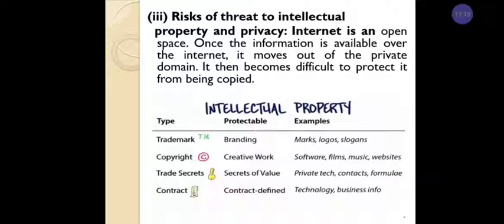And next we have the risk of threat to intellectual property or privacy. From the internet they may access copyright, trademark, or logo for their personal use. It is called intellectual property or privacy risk. Here you can see intellectual property; I have given examples. Like a trademark, they have protectable branding, for example marks, logos, and slogans. You can see the slide and get a better idea. Got it? These are the online transaction risks.